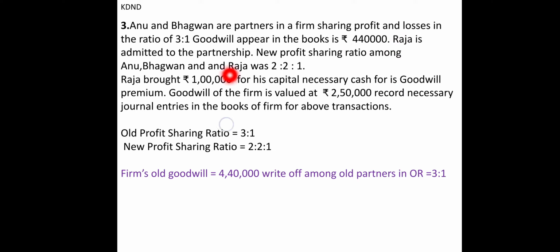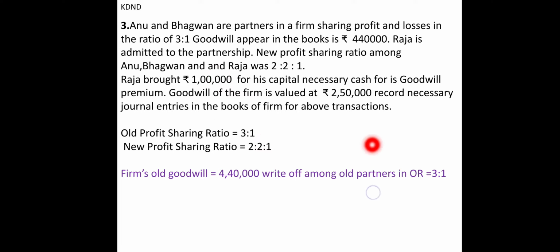Raja is a new partner admitted in the partnership, and the new profit sharing ratio between them is 2:2:1. Raja brought 1 lakh as capital and necessary cash for goodwill premium. Goodwill of the firm is valued at 2,50,000. Record necessary journal entries. So the firm's goodwill is given, the old ratio is given, the new ratio is given.